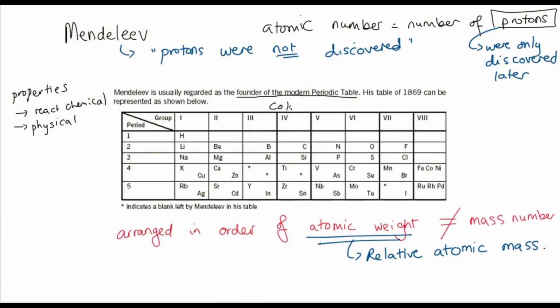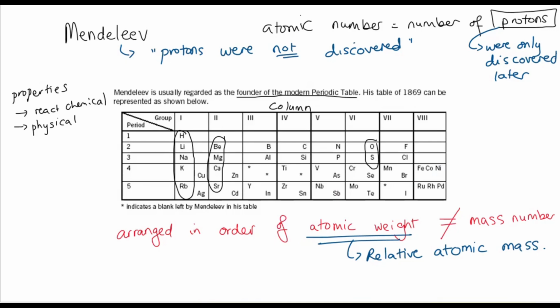So this is our column. We don't call it group back then, we call it columns. So elements that reacted very similarly are in the same column. Beryllium, magnesium, calcium, strontium, they all react the same way. We've got oxygen and sulfur, they all react in the same way.